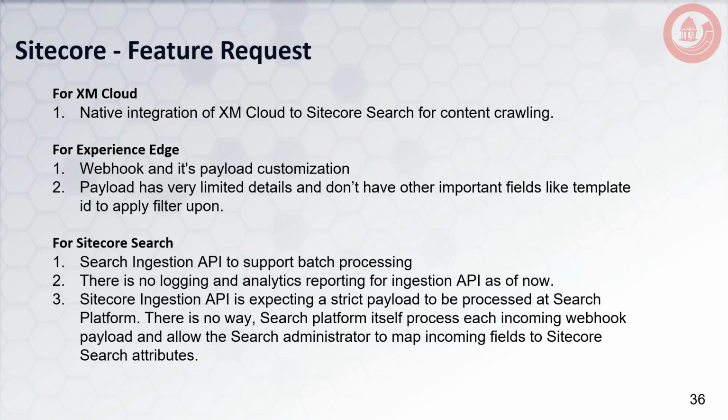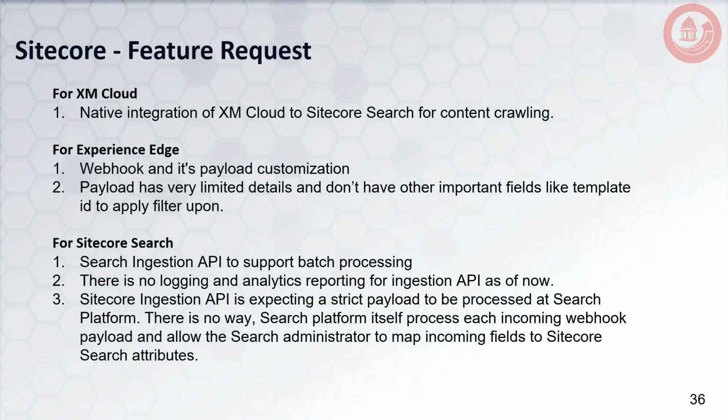The third one is for Sitecore Search, where the search ingestion API should support batch processing, which I mentioned. Currently, it is not supported. We have to trigger the same endpoint again and again for each individual item or document. Then there is no logging and analytics reporting for the ingestion API for now. We have web crawler logging where we can see where it is failing, and what document is failing, but similar capability is not available for the Sitecore Push API or ingestion API. If we had that, we would be in a better situation to diagnose problems.